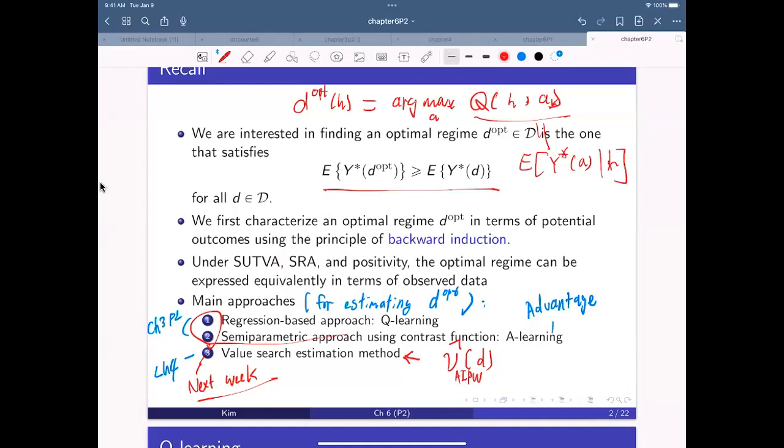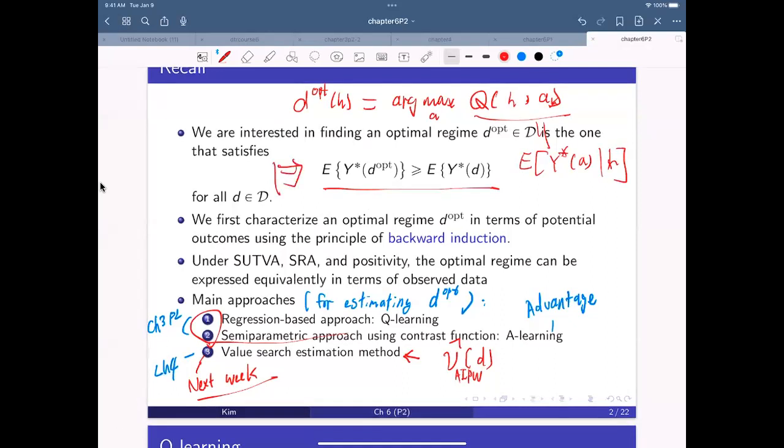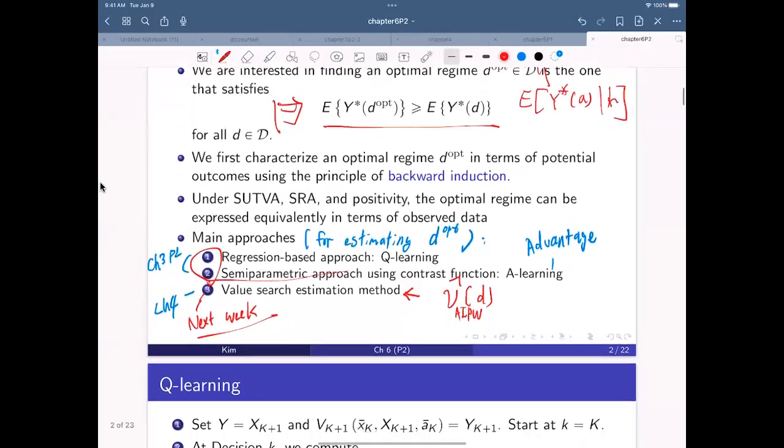So if you choose this one, it satisfies this, right? That means this is a sufficient condition. These two methods, Q-learning and A-learning, use this sufficient condition, while the value search estimation method does not use this. It directly uses an estimator of the value and then compares among the different options. Okay, that's kind of the big picture.